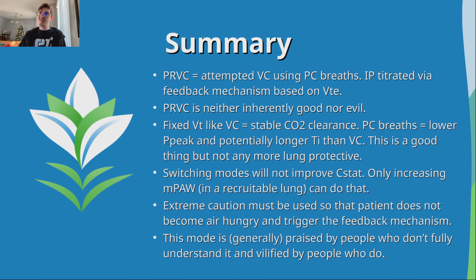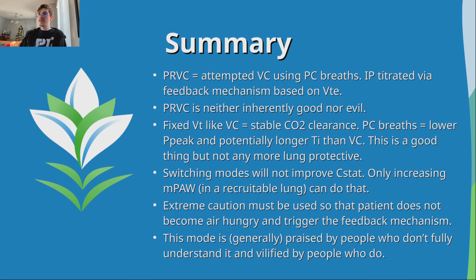With PRVC, you're going to get close-ish to that 500, but the vent might be titrating up and down and all over the place to try to keep it at 500. PRVC, in my opinion, is neither inherently good nor evil. It is not this amazing miracle mode like some people seem to make it out to be, but I also don't think it's the devil, and I think in the right circumstances it's totally okay.